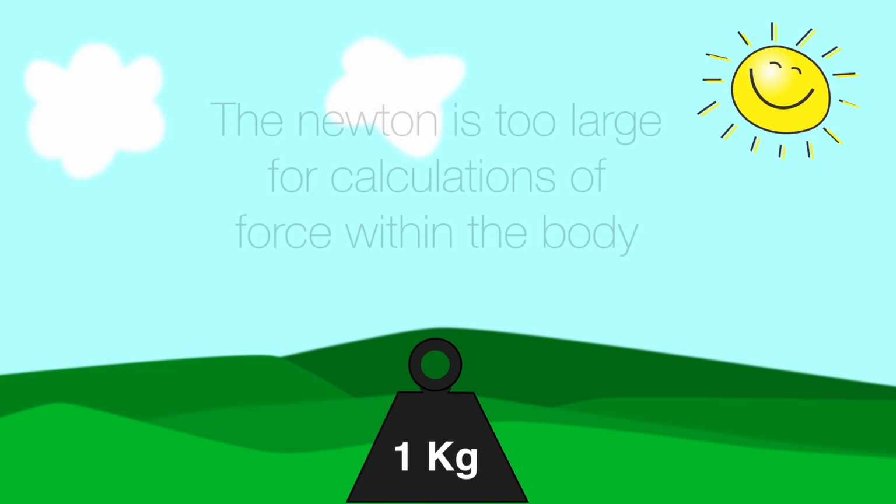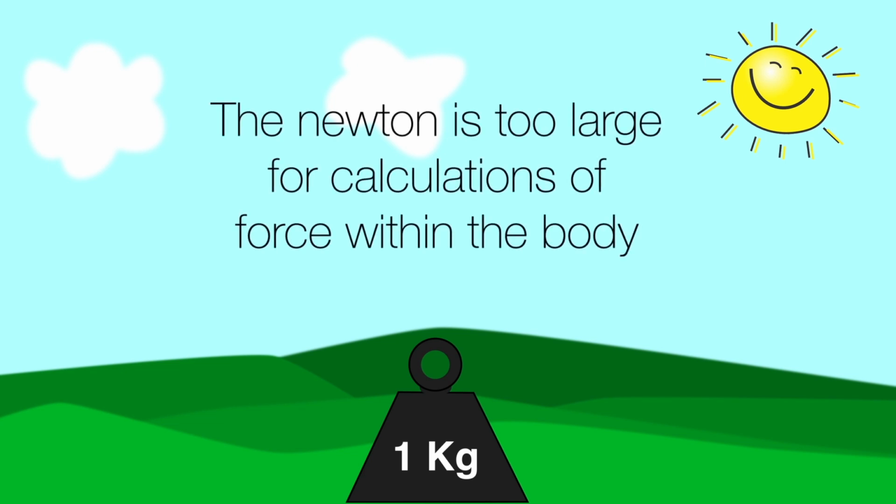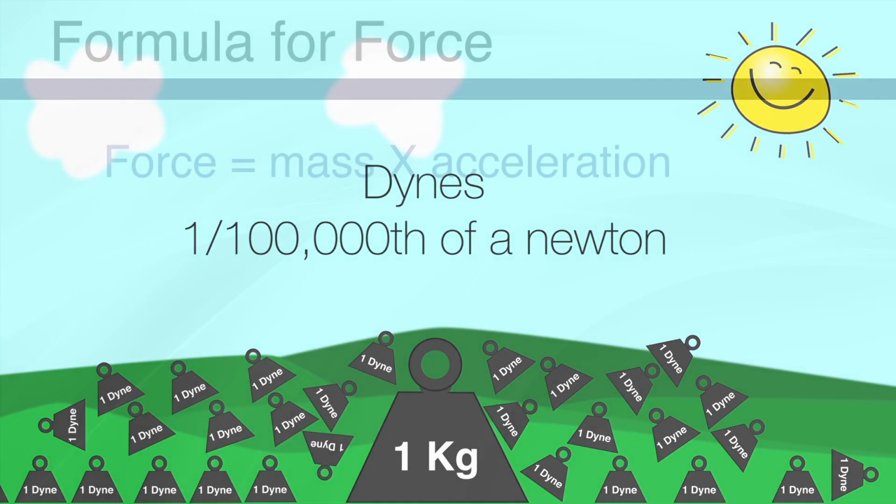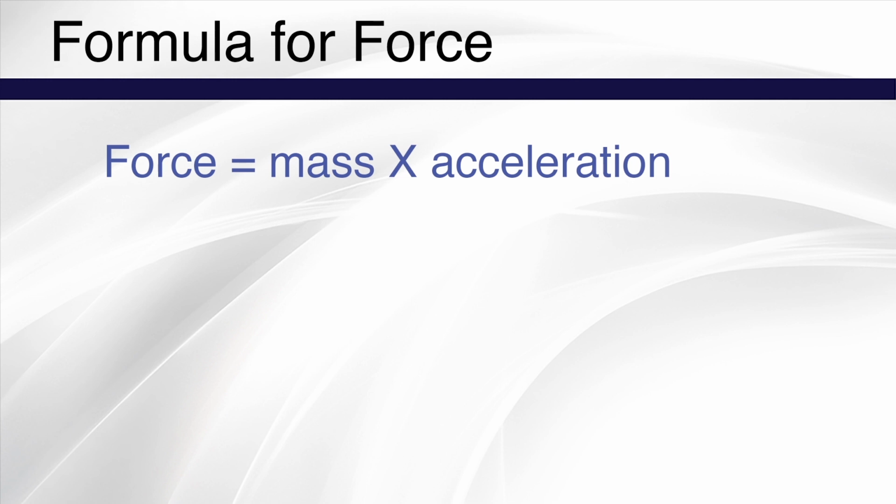The Newton is too large to be useful for calculations of force within the human body, so instead we use dynes, which are 1/100,000th of a Newton. The calculation of any force is determined by multiplying the mass of the object by its acceleration. The greater the mass a moving object has, or the faster it's moving, the greater the amount of force it exerts.